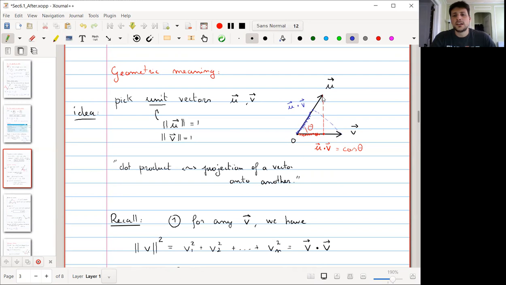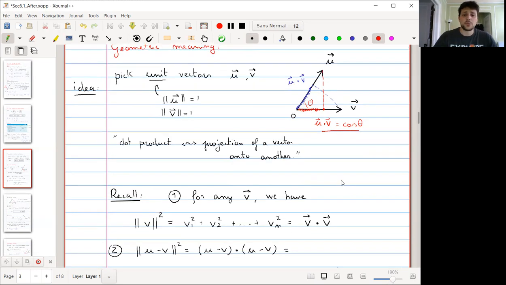And in fact, in this particular case where U and V are unit vectors, you can see that that projection is exactly the cosine of the angle theta between the vectors. In other words, in this particular setting, U dot V is equal to the cosine of the angle between U and V. That's actually a general thing. We'll get there in a second. First, let me point out a few things.